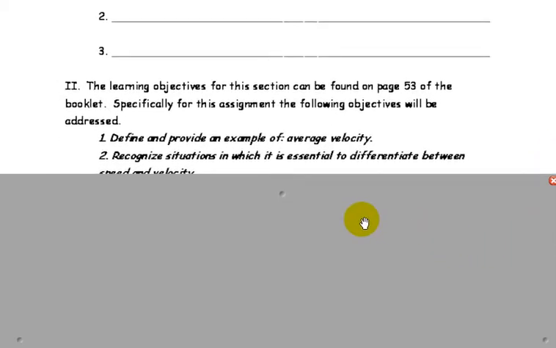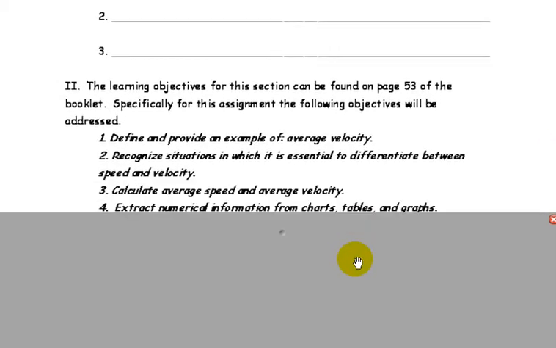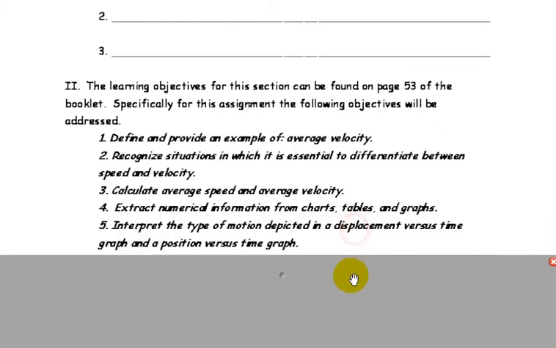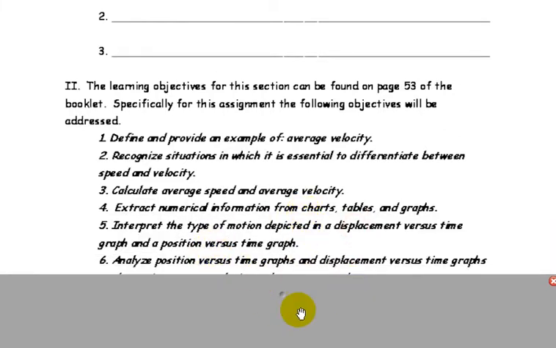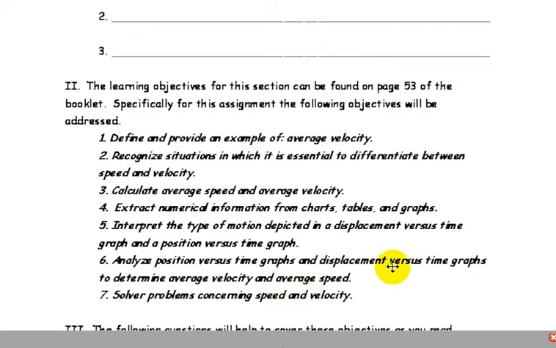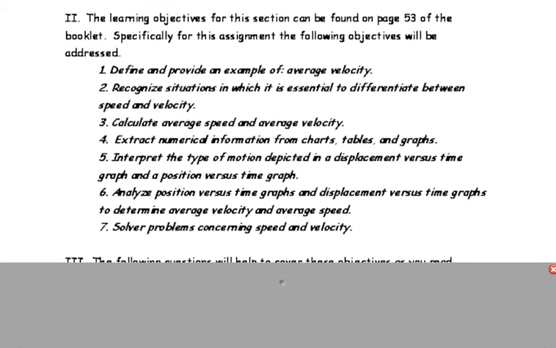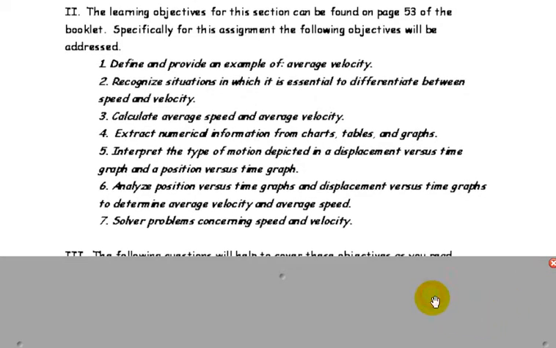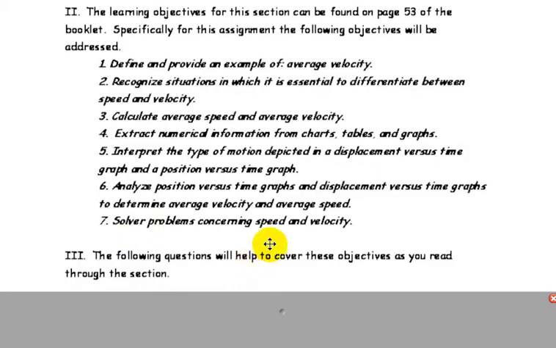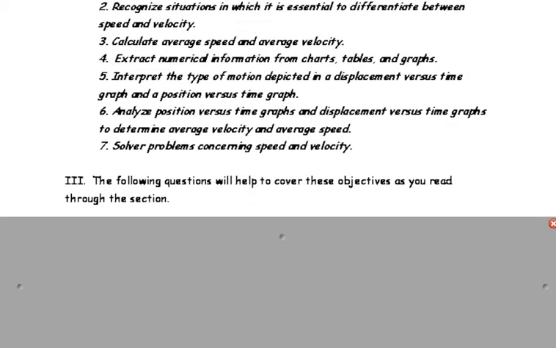And in this one we'll be looking at average velocity again, recognizing situations in which we differentiate between speed and velocity, calculate speed and velocity, look at tables, graphs, etc. Look at displacement versus time, position versus time graphs, analyze position time graphs and displacement versus time graphs to determine average speed and average velocity, and solve problems concerning speed and velocity.